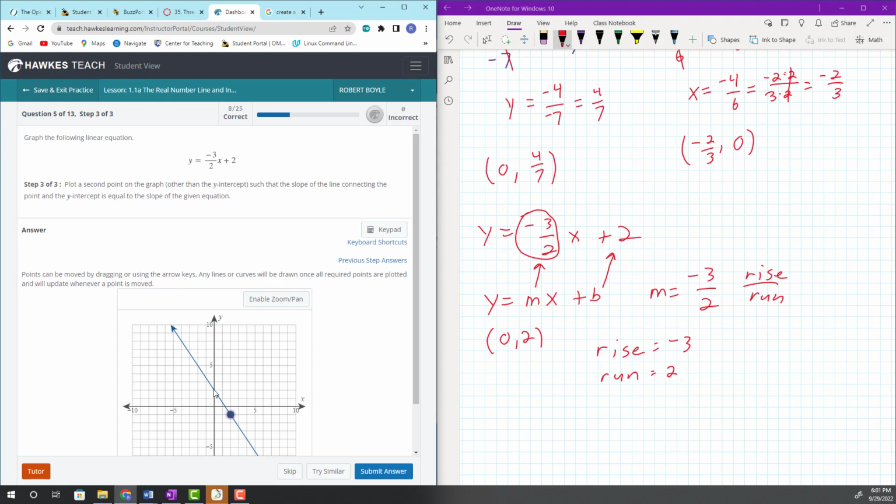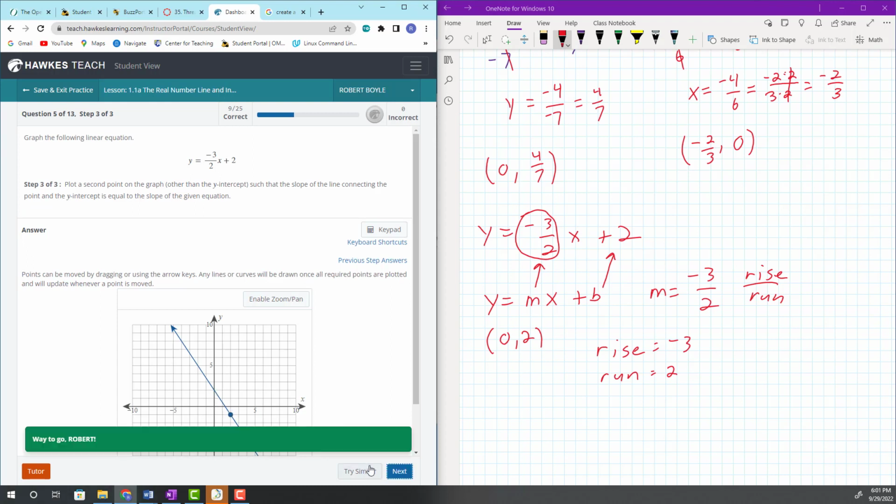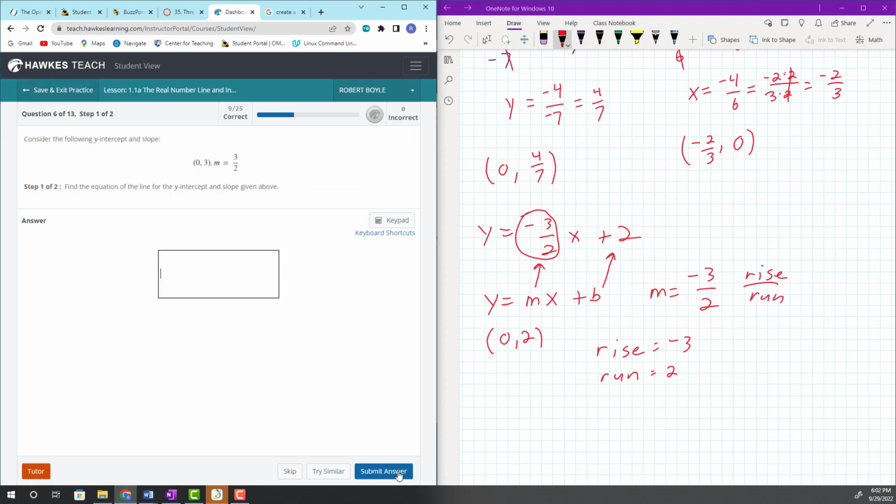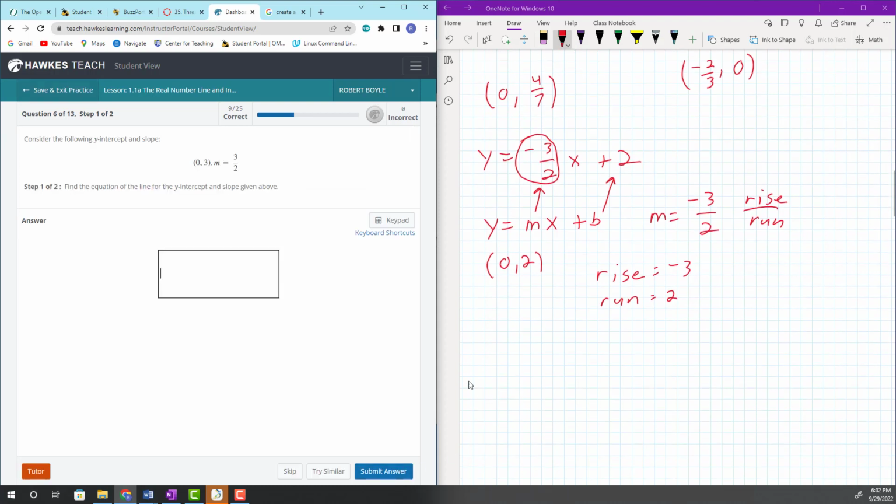Notice it's crossing the intercept, and we're right there. That should be correct. And there you go. So rise over run is a very useful tool for solving some of these problems and doing them quickly. Okay, next we have this, and we want to find the equation for a line, particularly in slope-intercept form. All right, so we know that the slope is 3/2.